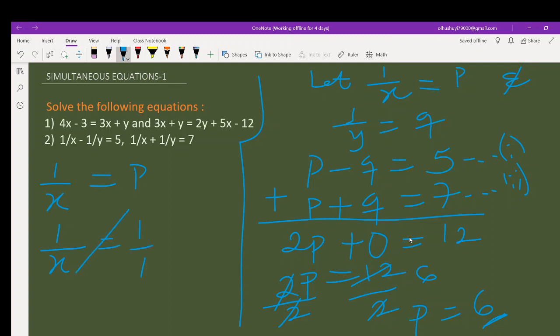But then you cross multiply. We multiply both sides by x. So x, of course, will be equal to 1 over 6.